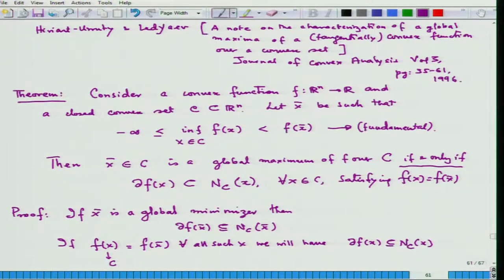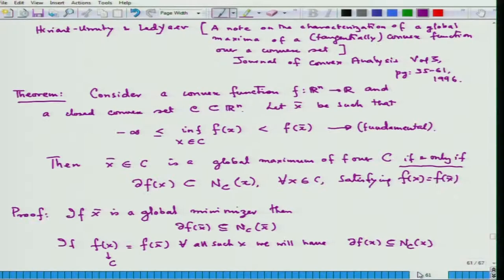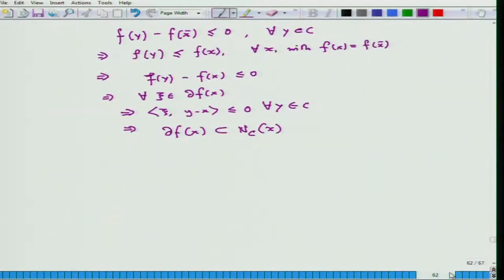See, f(x) equal to f(x bar) does not mean that x is equal to x bar. So what we have said is that if f(x) is equal to f(x bar), so basically if I have f(y) minus f(x bar), now x bar is a global minimizer, so this is what I have to show.